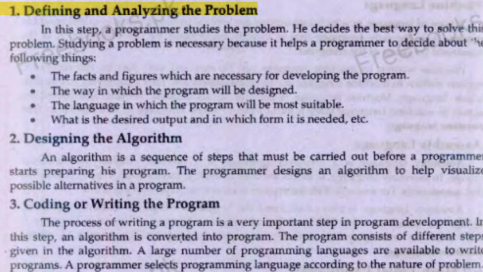1. Defining and analyzing the problem. In this step, a programmer studies the problem. He decides the best way to solve this problem. Studying a problem is necessary because it helps a programmer to decide about following things: the facts and figures which are necessary for developing the program, the way in which the program will be designed, the language in which the program will be most suitable, what is the desired output and in which form it is needed, etc.